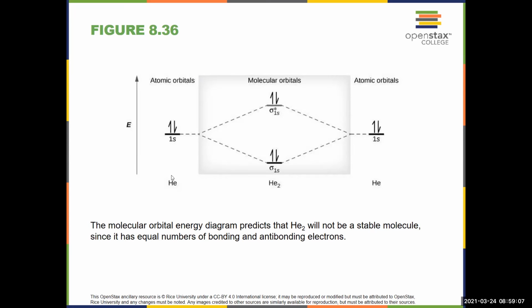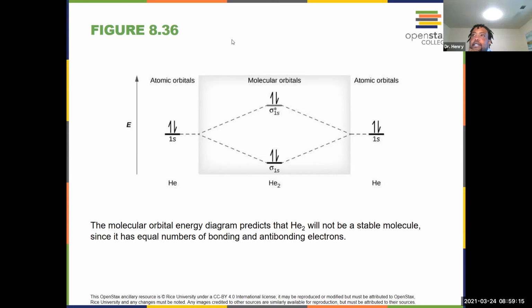So for the antibonding, is that what that little asterisk means? Yes, the little star, the asterisk, means antibonding. So if you have pi star, that means it's an antibonding pi orbital.